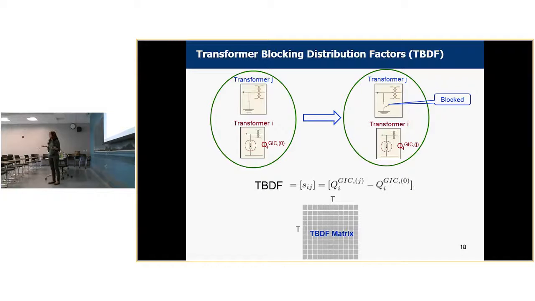So now to find the best transformers to block, we use the same approach, sensitivity analysis. This time we have the transformer blocking distribution factors, or TBDF. That is the effect of how much the losses in transformer I change if you block transformer J. So it's very similar to the TLODF. With this definition, you can create the TBDF matrix. The rows will be the transformers whose losses you're looking at, and the columns are the transformers that you're blocking.